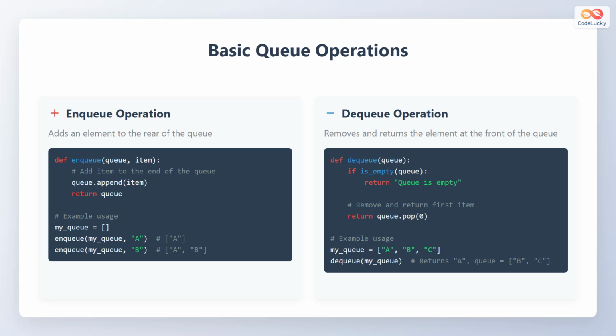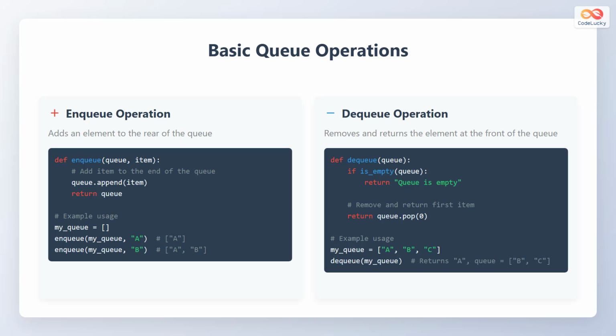Now let's discuss the basic operations of a queue. The first operation is Enqueue. Enqueue adds an element to the rear of the queue. Here is the Python code. This code adds an item to the end of the queue using the append method.